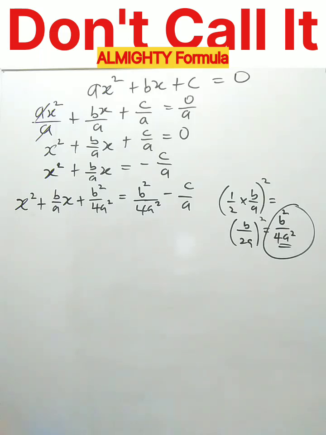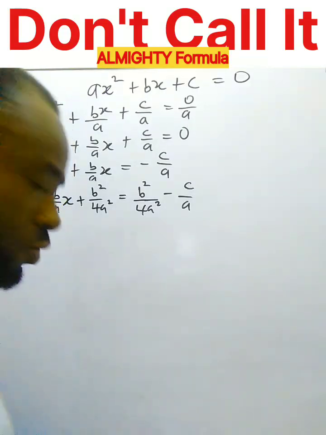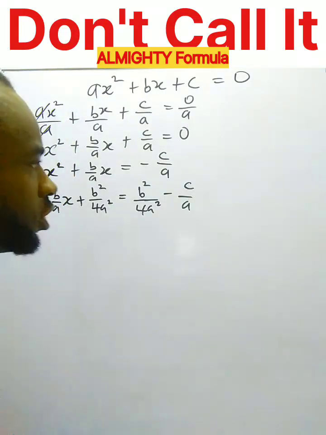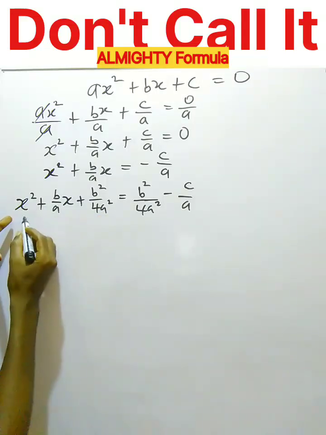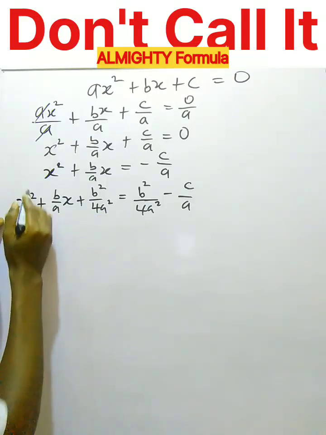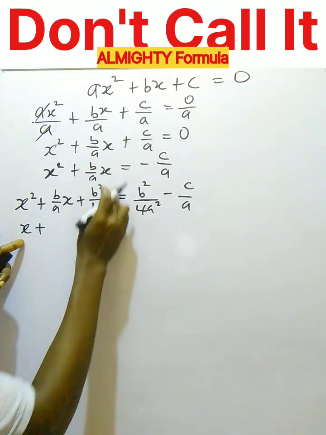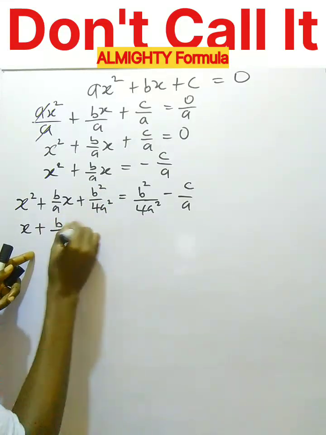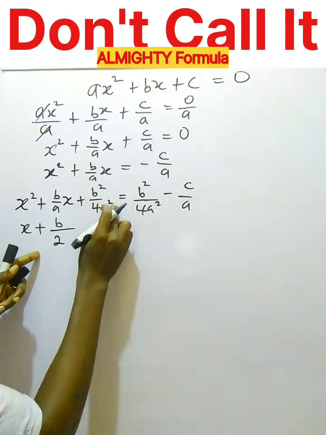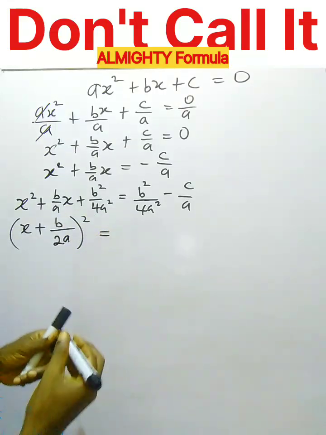So next is this. Okay, let me wipe this off. We don't need this again. Okay, so next is this. I'm going to factorize this side now. So to factorize, the square root of x squared is x, the next sign is plus, the square root of this third term: square root of b squared is b, square root of 4 is 2, square root of a squared is a. I group them together and square. So that's how to do that.